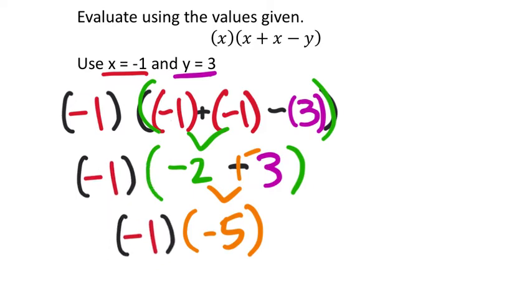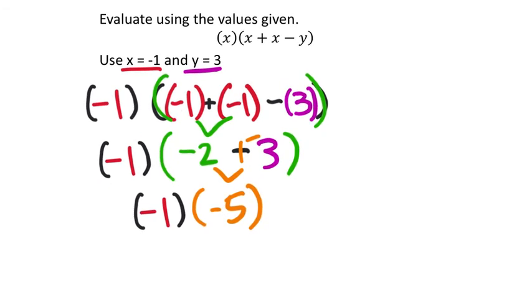So now I get negative 1 times negative 5. And again, if you need a calculator for that, that's fine. That shouldn't be something you feel ashamed about because that's what calculators are for. But I end up with a positive 5 on this one.